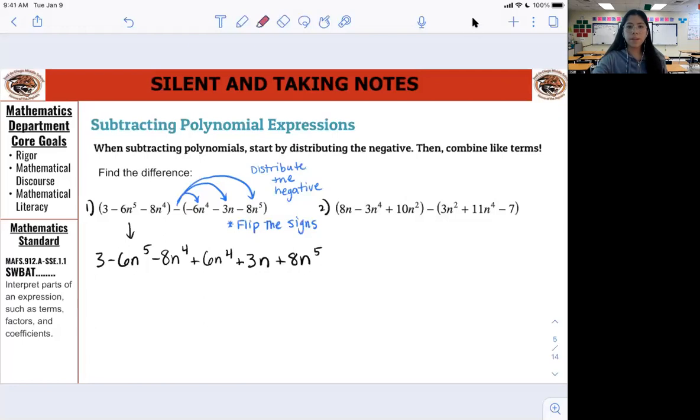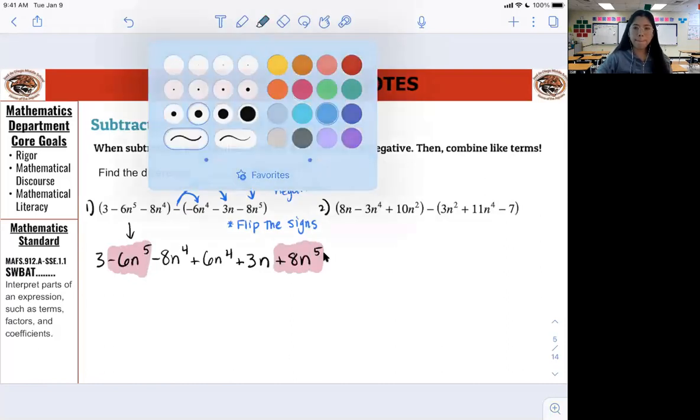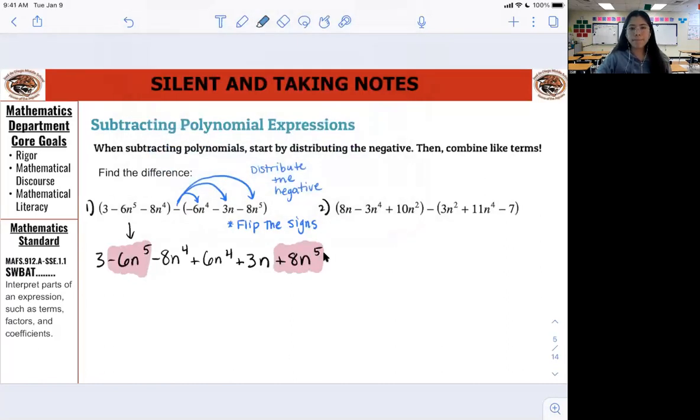Awesome. Okay. So, combining like terms. Somebody name me one pair of like terms. 6n to the power of 5, negative 6n to the power of 5, plus positive 8n to the power of 5. Beautiful. There's one pair. Any other pairs? Negative 8n squared and 6n squared.